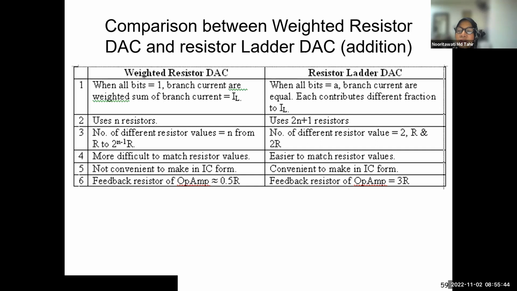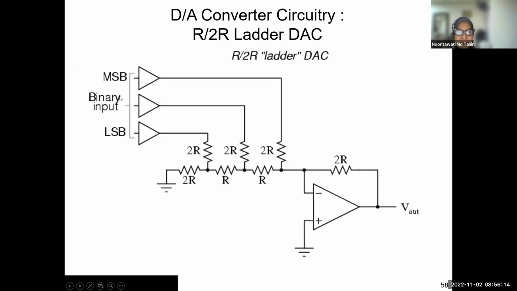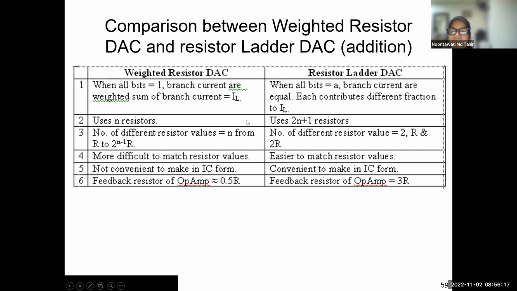Okay, so which one to use and which one is better? The first one earlier we call the weighted resistor. What we are looking at now is the ladder, because it looks like a ladder. For the weighted resistor DAC, when all bits are 1, the branch currents are a weighted sum. For the ladder, when all bits are 1, the branch currents are equal. Each contributes different fractions to the load current.